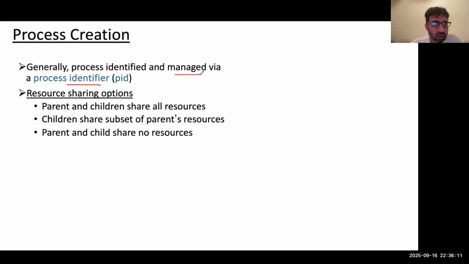When a parent process creates a child, we have certain options available in terms of resource sharing. One option is that parent and children share all the resources. The second option is that the children can share a subset of the parent's resources. And the third approach can be that parent and child do not share any resources.